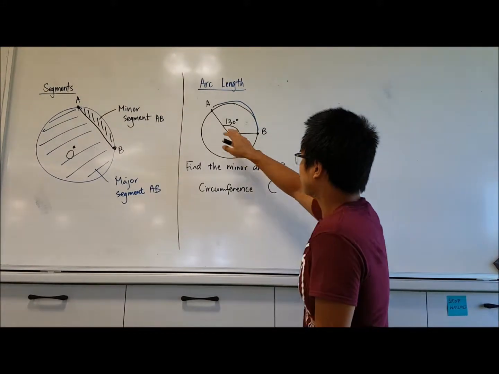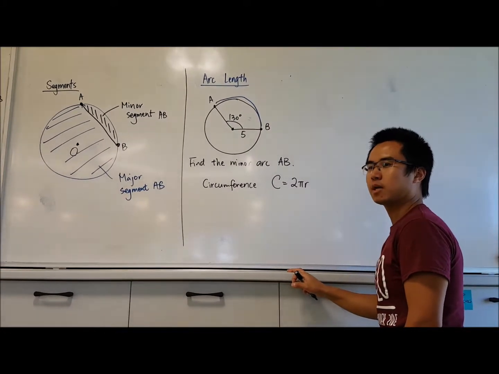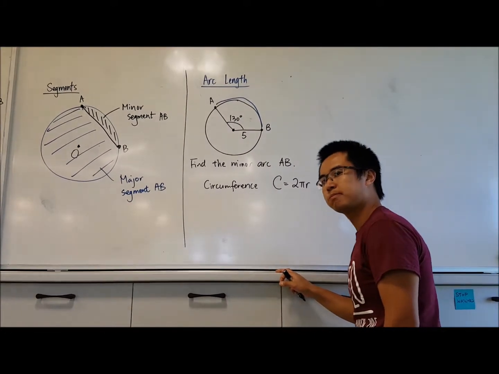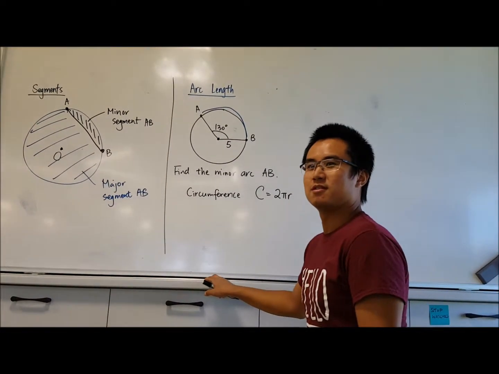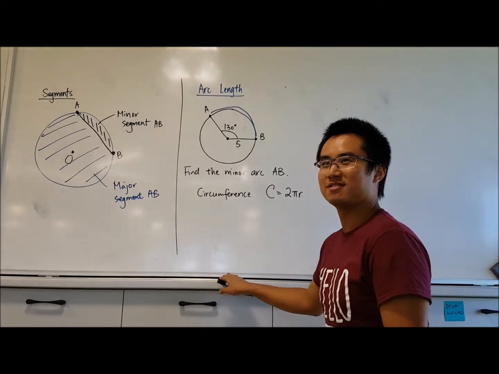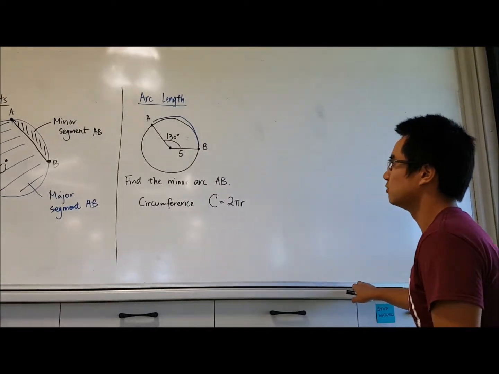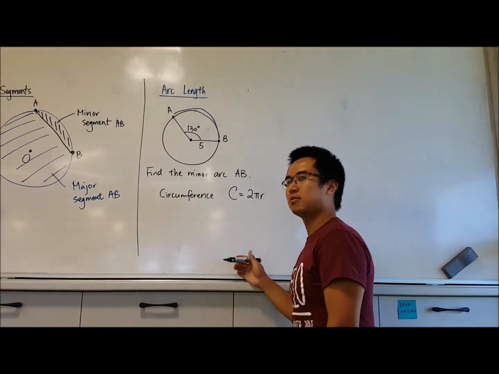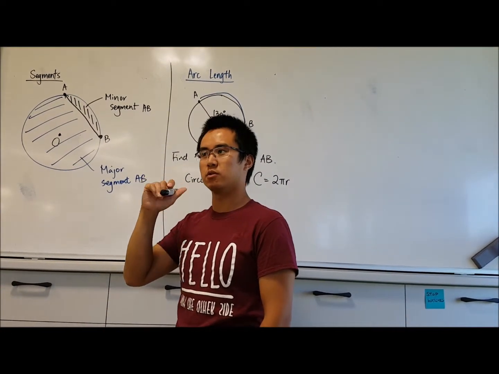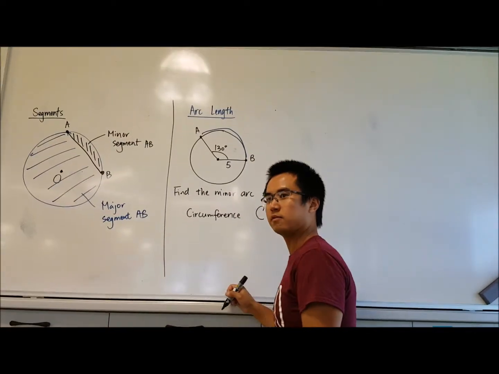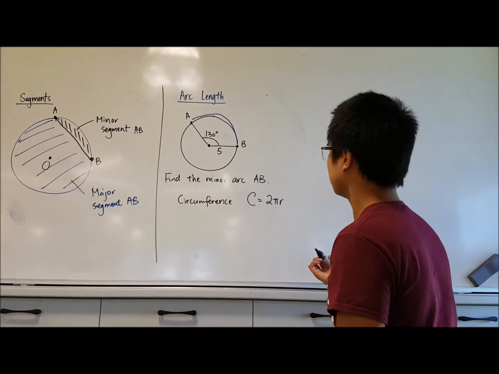How do we select only this part of the circle? I'm going to use the angle somehow. What's the angle in a full 360 revolution? So what fraction of a full revolution do I have? 130 out of 360. So I work out the percentage effectively.